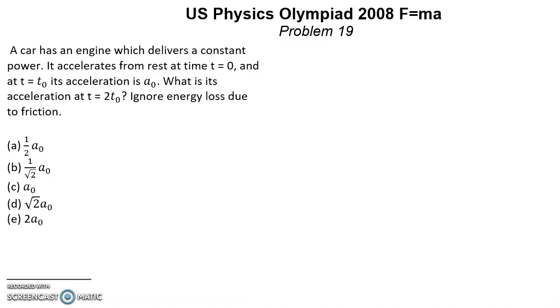Problem 19. A car has an engine which delivers a constant power. It accelerates from rest at time t equals 0, and at time t equals t0 its acceleration is a0. What is its acceleration at time equal to 2t0? Ignore any loss due to friction.